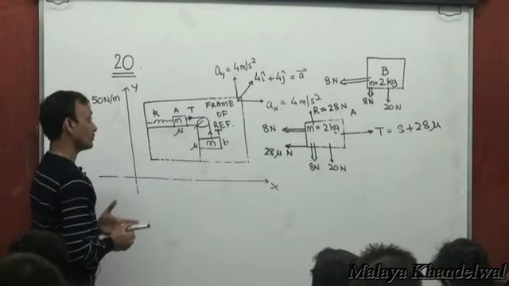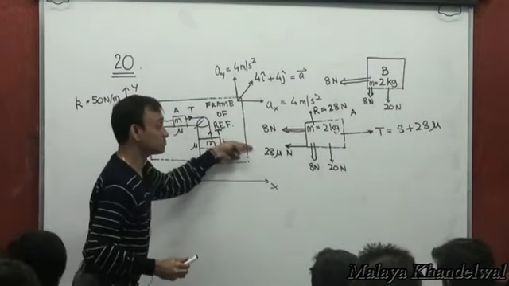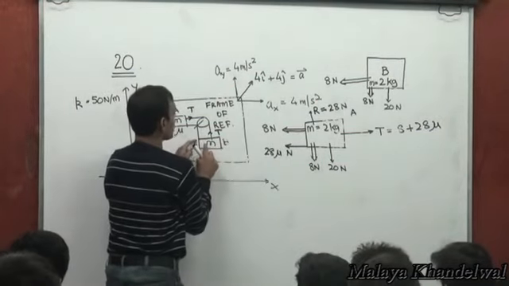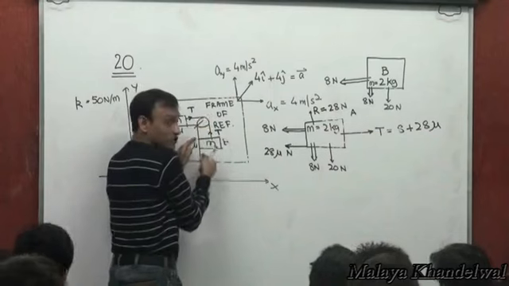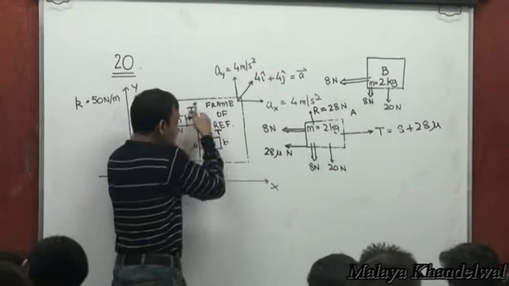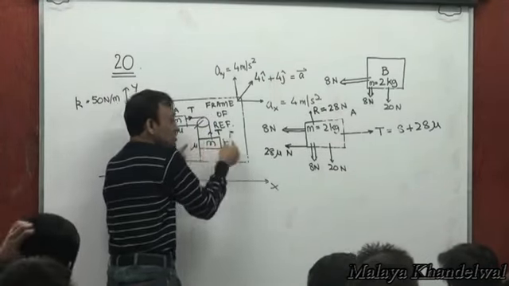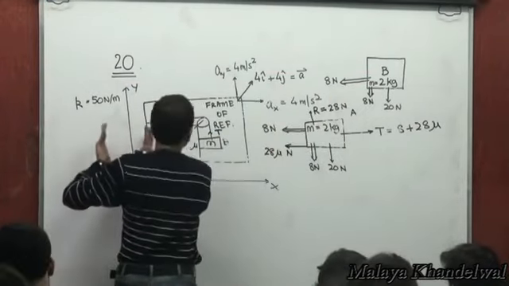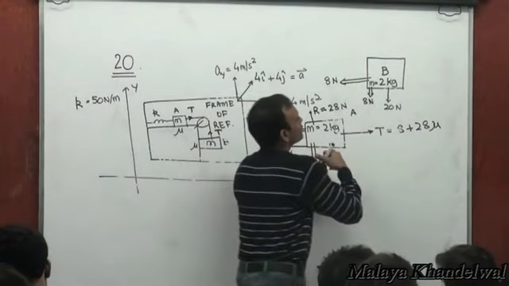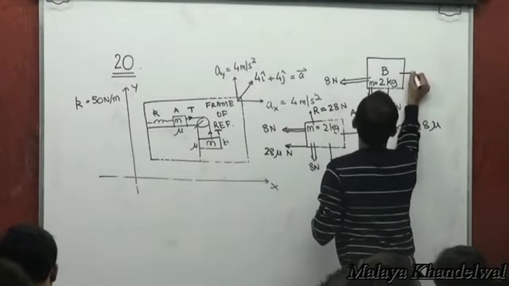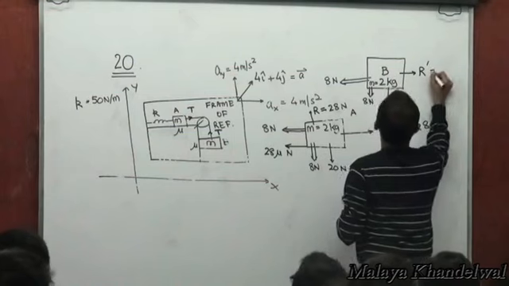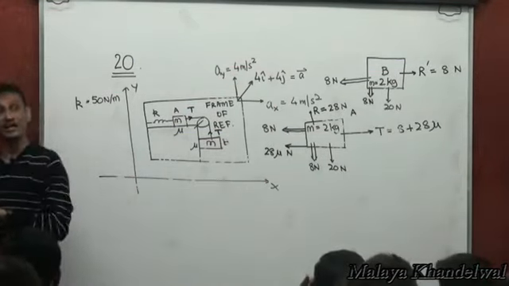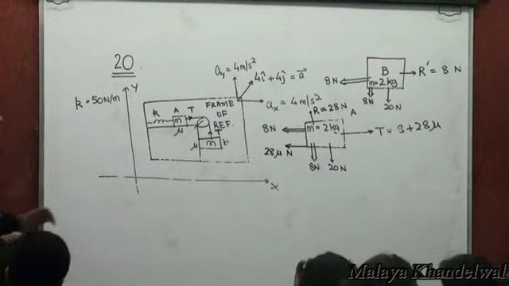There is normal reaction from this. Realize that in this frame of reference, this has no acceleration with respect to this. So the net force in this frame of reference on this mass in this direction must be 0. So there is an 8 newton force which is pressing B against this. So the reaction R prime must be 8 newtons to the right. Is that all right? Okay.